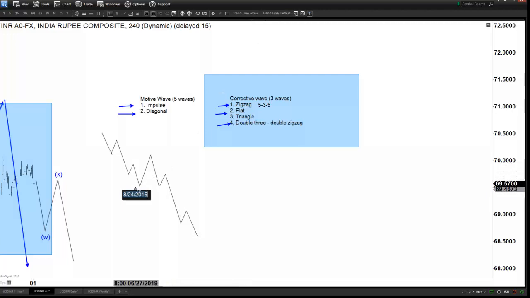Okay, guys. So how do you know if I label this 1, 2, 3, or should I label this ABC? Because if I label it 1, 2, 3, I'm expecting a 4 and a 5. But if I'm expecting an ABC, I don't expect any 4 and 5. Maybe this can go higher from here and break this. If this is only a correction in a bullish market, then after this ABC correction, I can go to a new high, right? I can go to a new high. So how am I supposed to know?